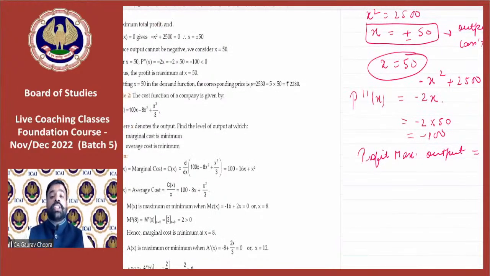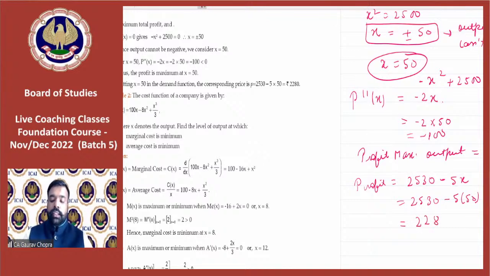So now how much is the profit? So we have to input the value of x in the profit function. So profit is equal to 2530 minus 5x. Now in place of x, we can substitute 50 and we are getting the result as 2280.